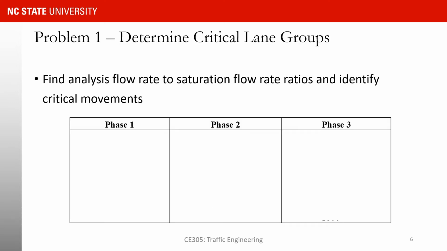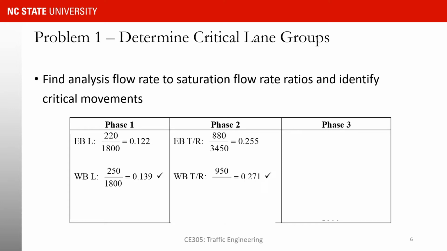So I'm going to do that for each phase. On phase 1, we have eastbound left and westbound left. The flow rate is 220 for eastbound left. Saturation flow rate is 1800. So that gives me an analysis flow rate to saturation flow rate ratio of 0.122. For westbound left, that is 0.139. So between the two lane groups that I have in phase 1, westbound left is the critical one.